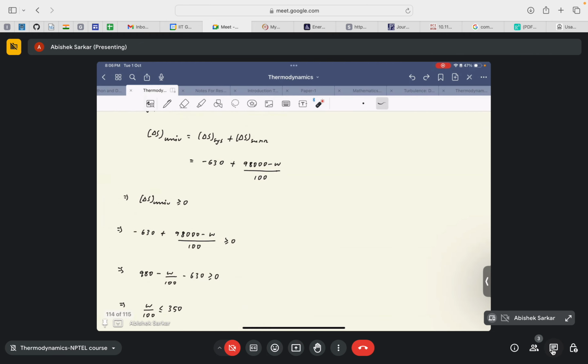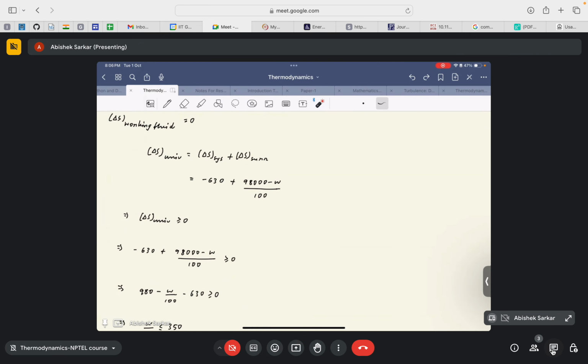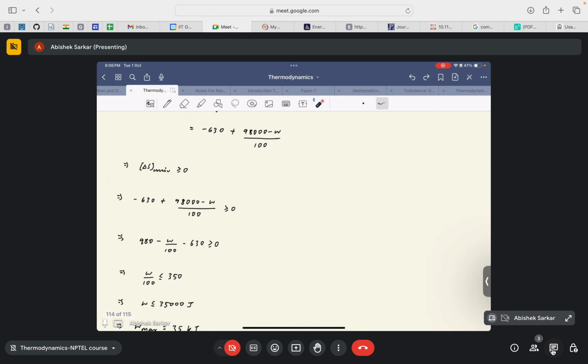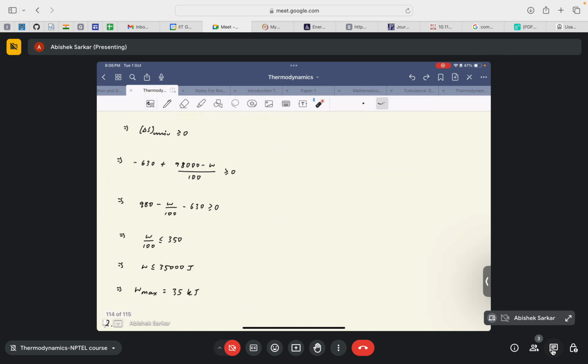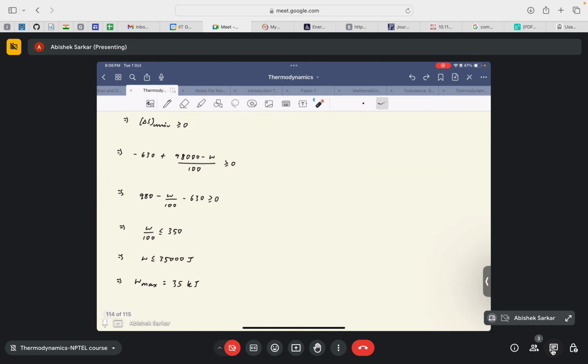So delta S universe would be delta S system plus delta S surrounding. So delta S system was minus 630 plus delta S surrounding, which was (98,000 minus W) by 100. And from the principle of increase of entropy, delta S universe is greater than or equal to 0. That would imply minus 630 plus (98,000 minus W) by 100 is greater than or equal to 0. If you divide through by 100, you will get 980 minus W by 100 minus 630 is greater than or equal to 0.